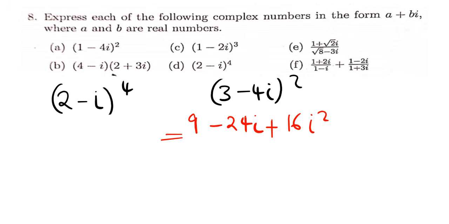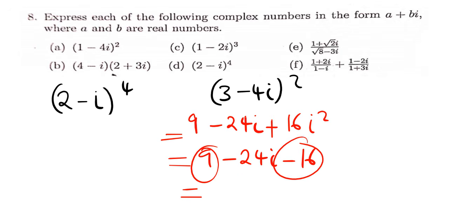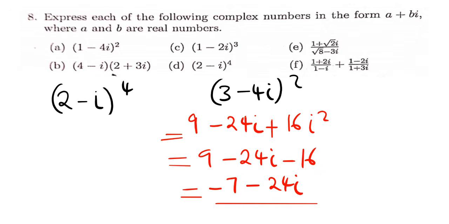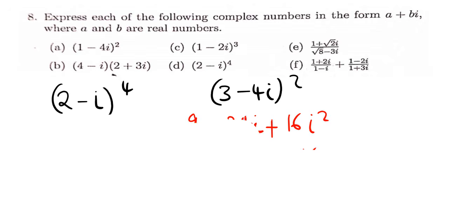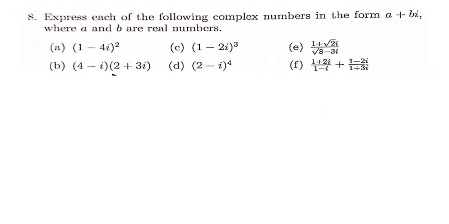Then what do we now do? I'm going to have 9 minus 24i. Then because we've got i squared there, it's multiplying with 16, we're going to have negative 16. Now that we've got this, 9 minus 16, what does it give me? 9 minus 16 gives me negative 7 minus 24i. So this is our final answer. Okay, so that is D.